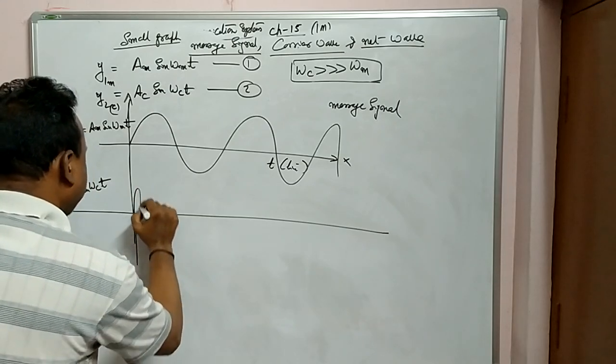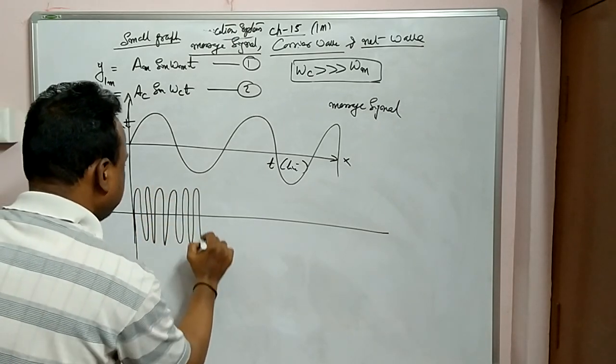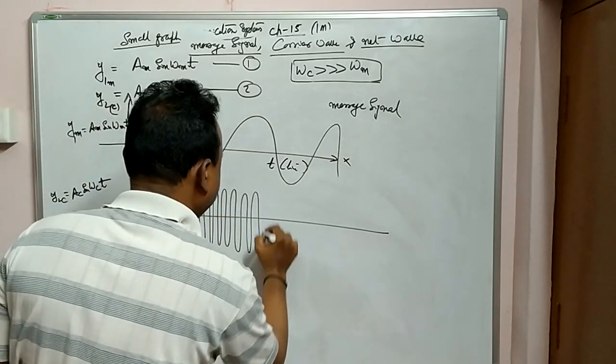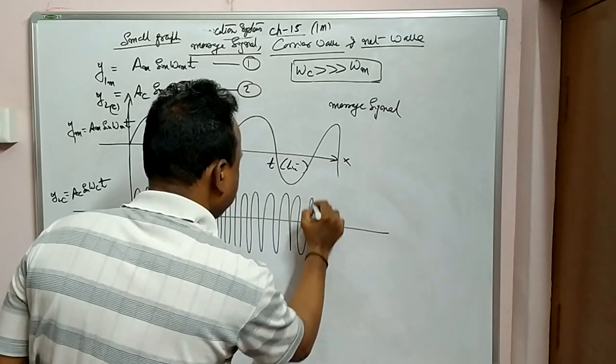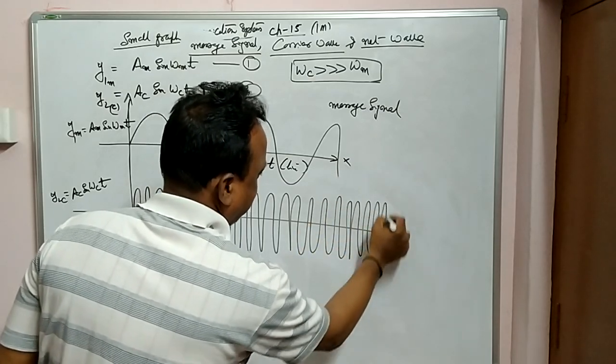Therefore, you can see it will be in this form. Frequency is more, so the graph will be in this fashion. Very near it will be. Okay.